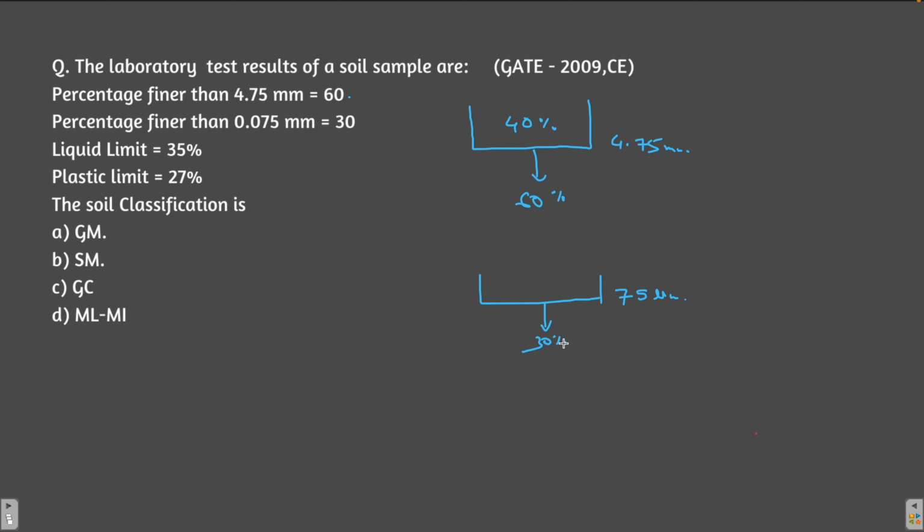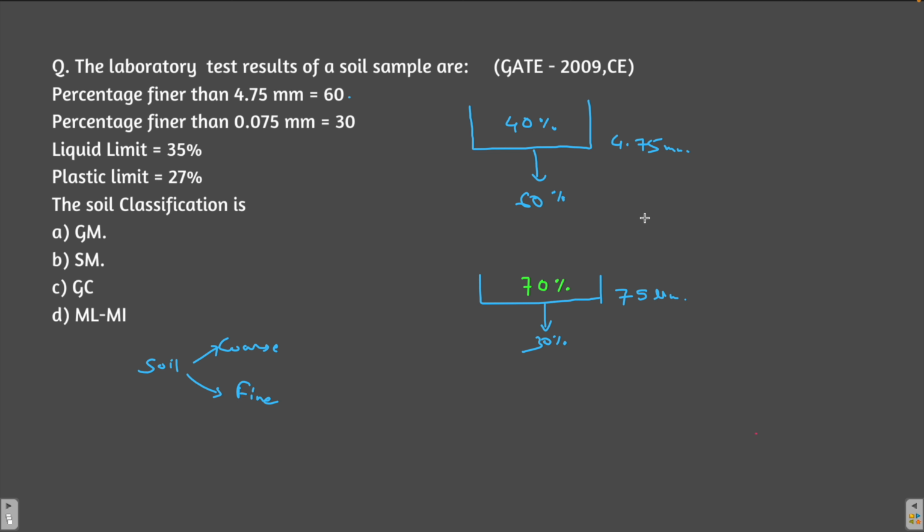Now our first aim is to classify the soil. Soil could be coarse grained soil or fine grained soil. So first of all, let's identify whether the soil is coarse grained or fine grained. If 50% or more than 50% of the soil is retained on the 75 micron sieve, then the soil is coarse grained soil, right? So if 30% of the particles are passing through the 75 micron sieve, how much can be retained on this sieve? 70% of the particles are retained on this sieve, okay?